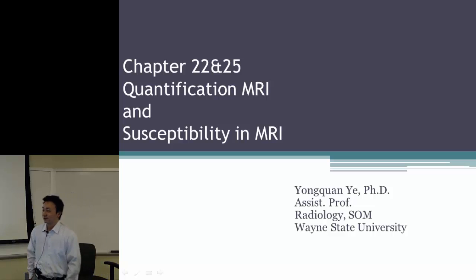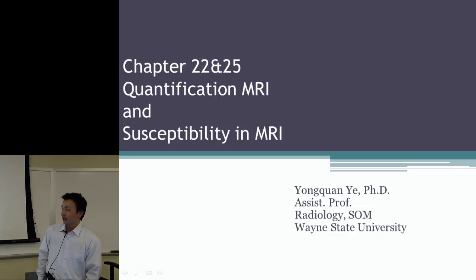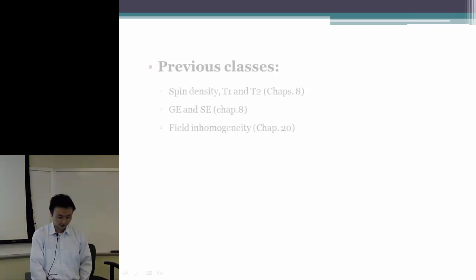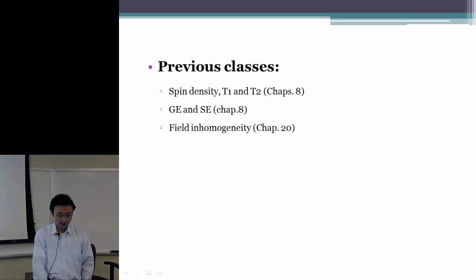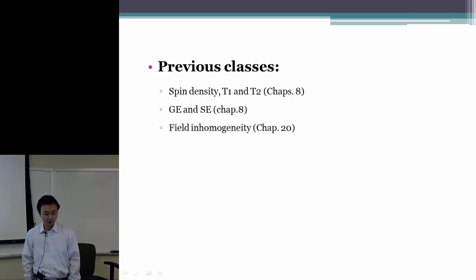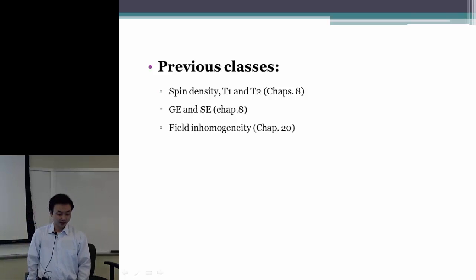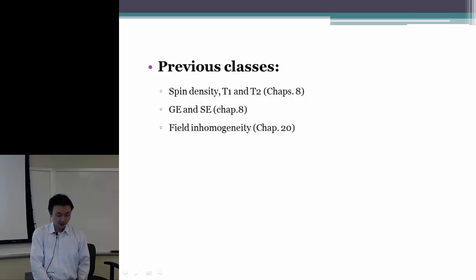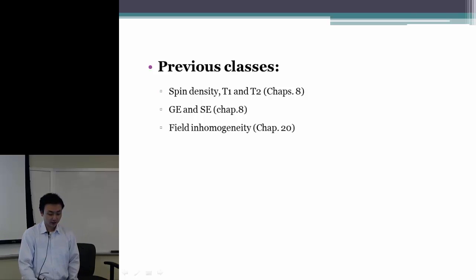All right, so today we are going to talk about quantification methods in MRI, and we'll introduce the susceptibility concept in MRI and susceptibility imaging. The previous relevant contents will be those on spin density, the concept of T1 and T2, of course, and basic sequences, like gradient echo sequence and spin echo sequence. It was also related to the field inhomogeneity we had to talk about.